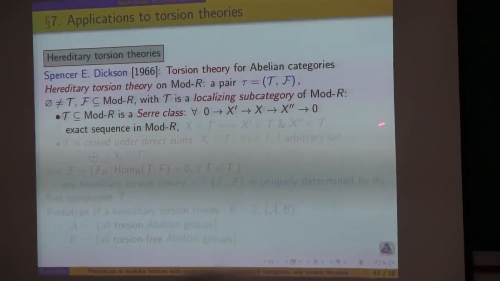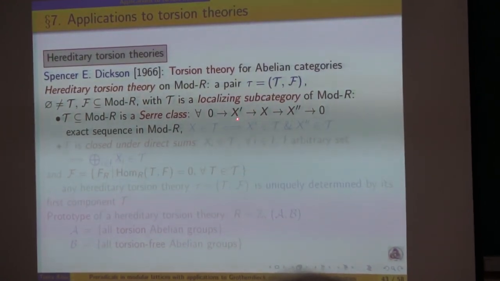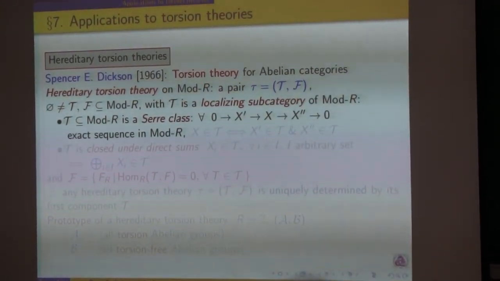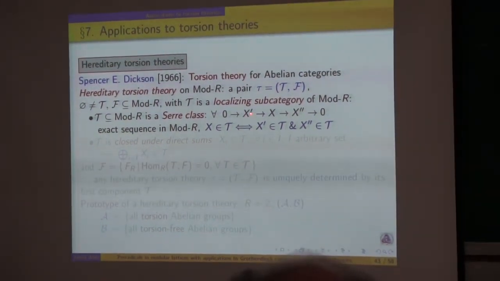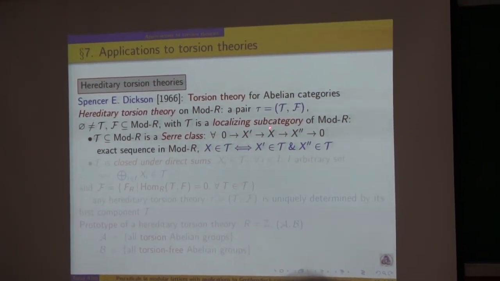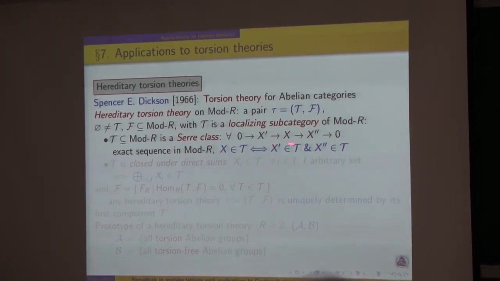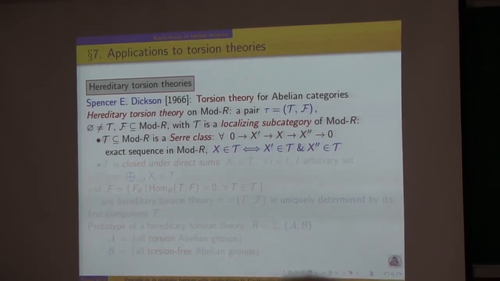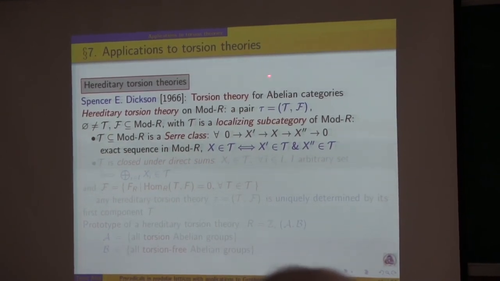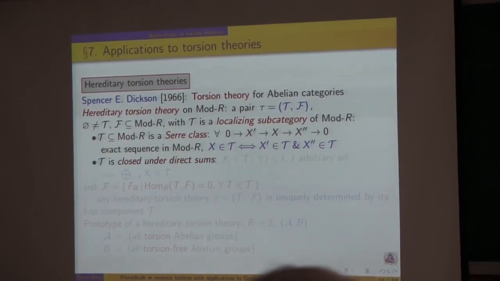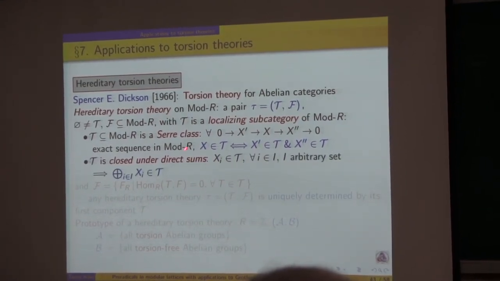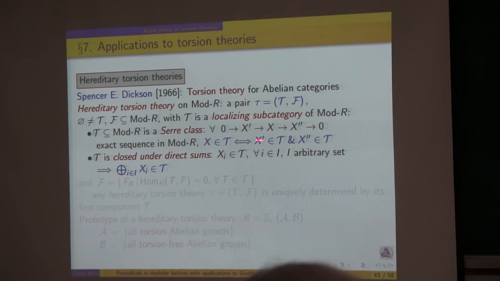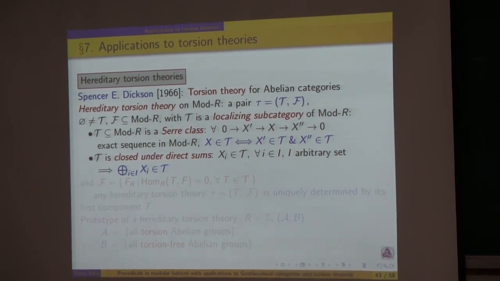Whenever you have a short exact sequence, the middle term is in T if and only if the ends are also in T. And a localizing subcategory is a Serre class that is closed under direct sums. So whenever you have a family of elements in T, their direct sum is in T. This is a localizing subclass.